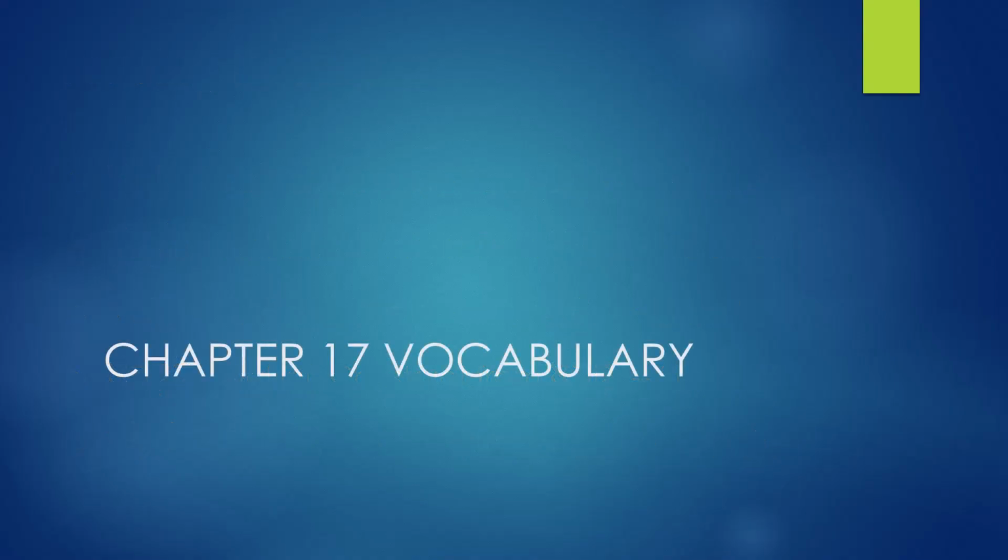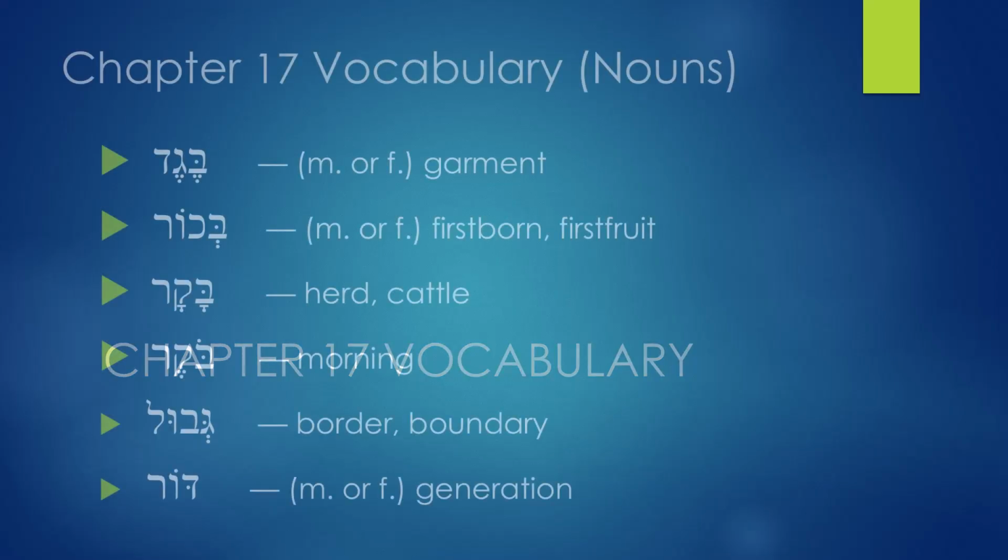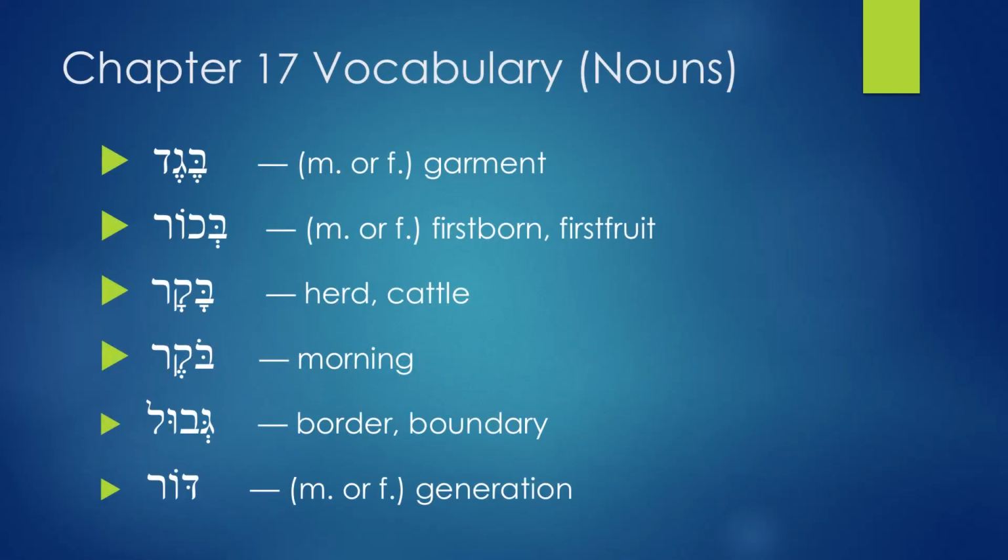Let's look at chapter 17 vocabulary. Let's look at some words that you find in chapter 17. We start with the nouns. The first one is beged. Beged means garment. And then we have bekhor. Bekhor means firstborn or first fruit. And then we have bakar. That means head or kettle.